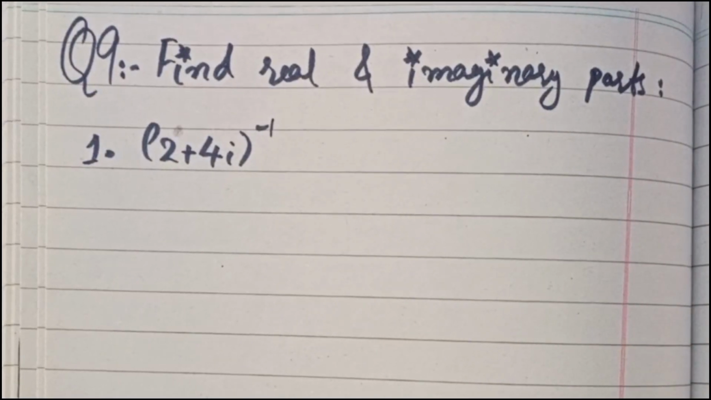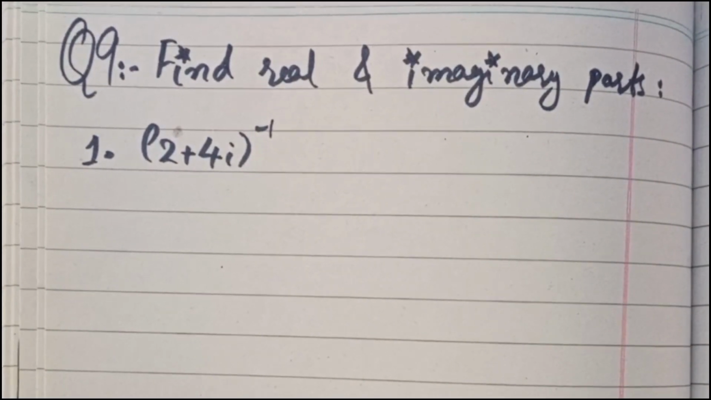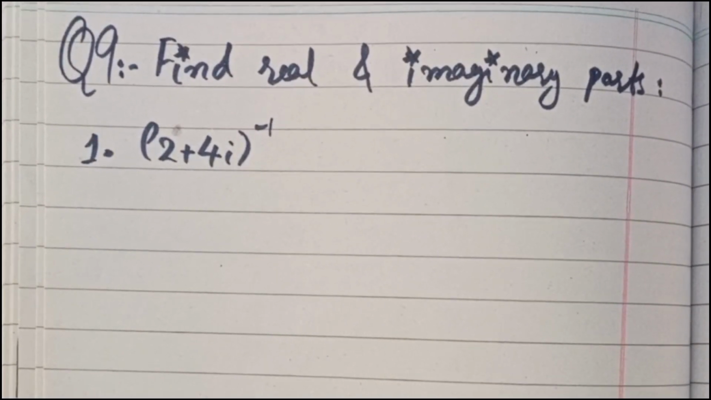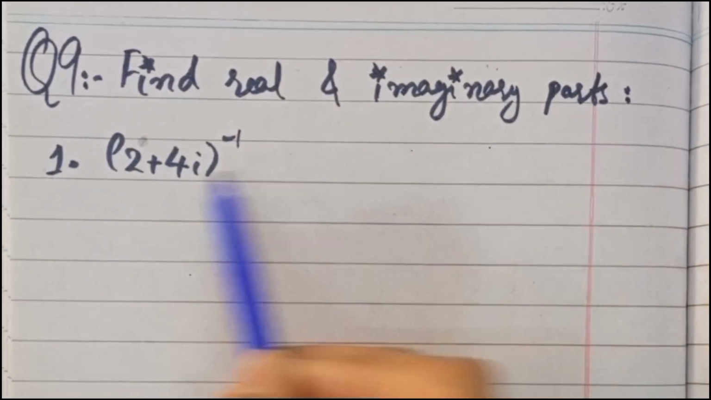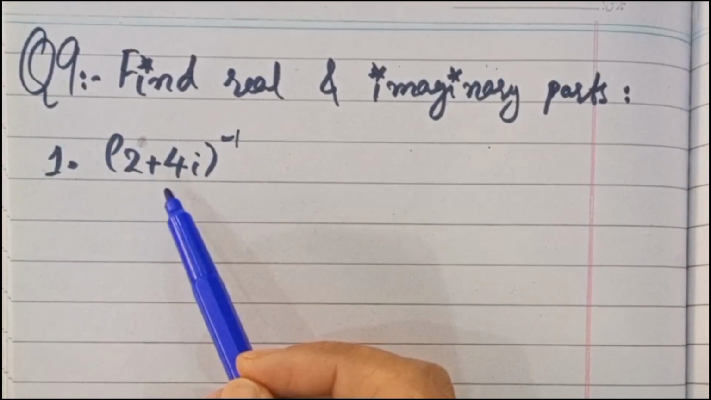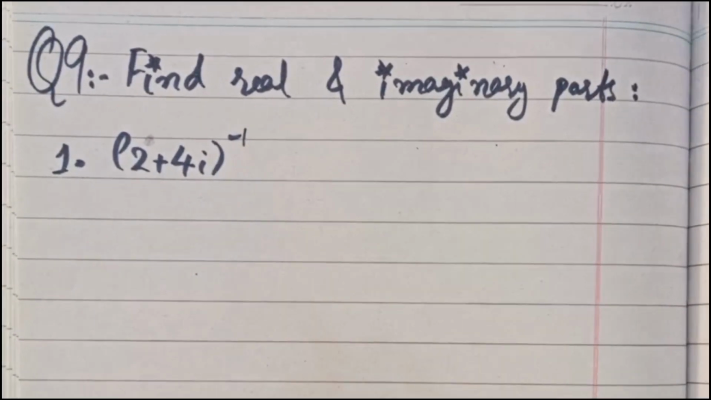Assalamu alaikum students. In this video we will cover question number 9 and 10 of exercise number 1.2. So let's begin. Question number 9 is find real and imaginary parts of the following. Part 1 is (2 plus 4i) whole power minus 1.